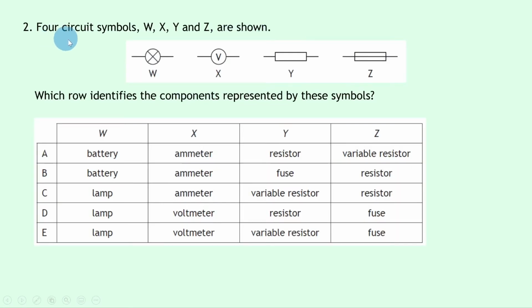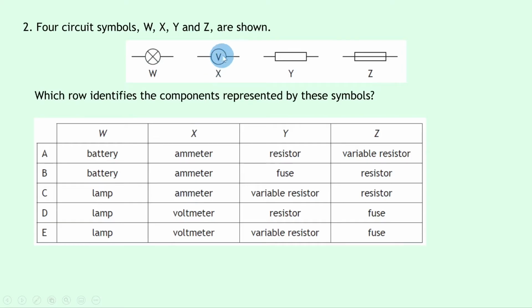Question 2 says that 4 circuit symbols W, X, Y and Z are shown, so that's them shown here, and it says which row identifies the components represented by these symbols. Well, this just comes down to you knowing your circuit symbols for different components. So first of all, W is a bulb or a lamp, so remember we can call it either. So we're going to call it lamp here because that's the word that they're using in the table.